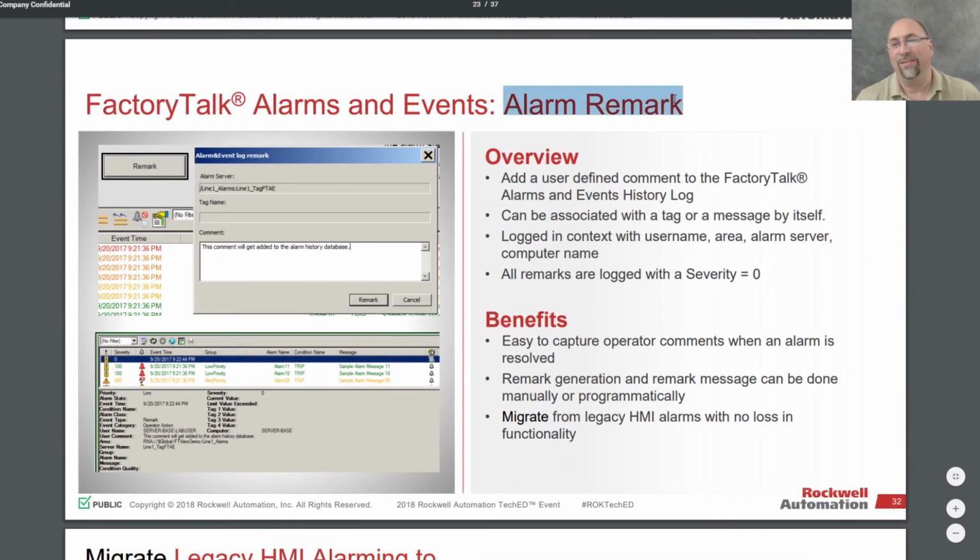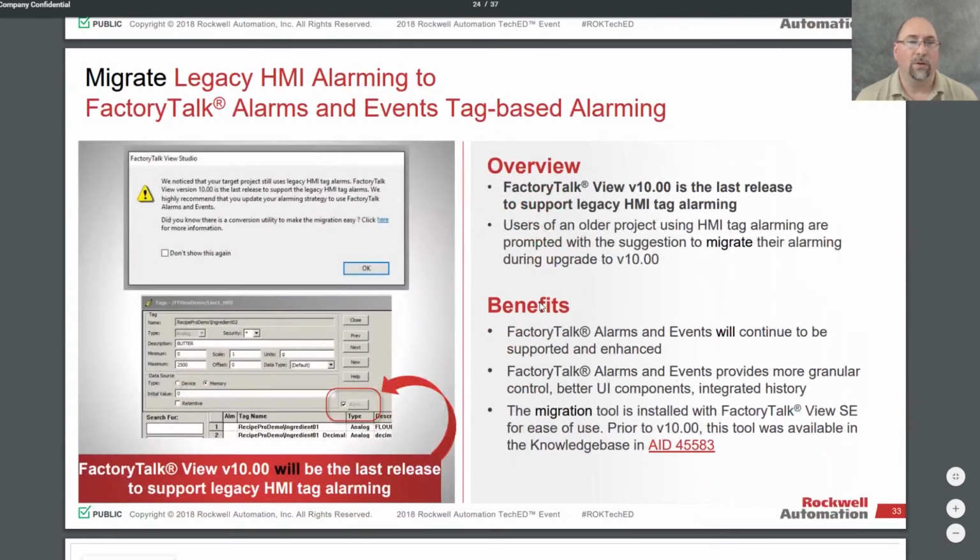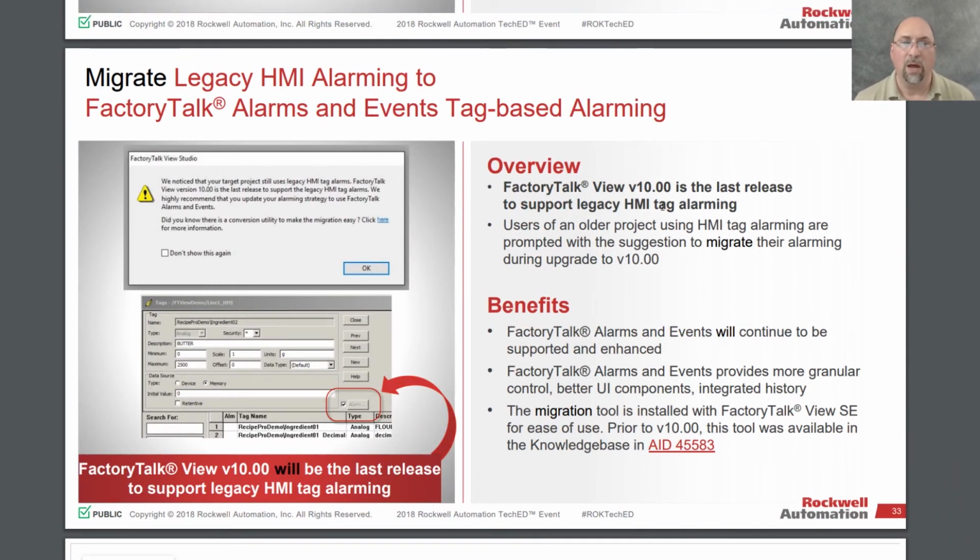We had that in the HMI tag alarms since all the way back to 95. Now we have that in alarm and events. I would use it on a regular basis because it was a good way to put additional information into the log. So you can see here, he's putting in a remark, and it's going right into the A&E database. So that's excellent. Okay. And a tool to migrate your legacy HMI alarms to alarm events.